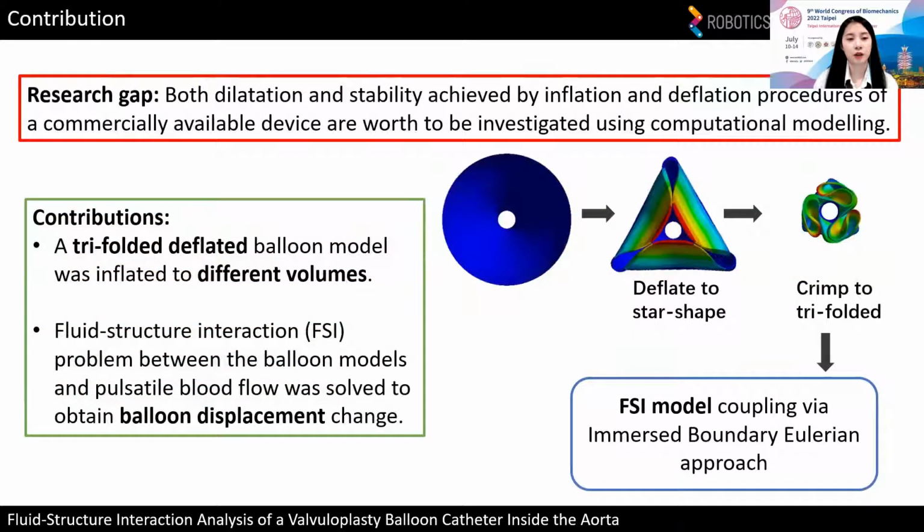So there are two contributions in this abstract. A three-folded deflated balloon was created to obtain balloon models with different volumes inside. Here is the balloon deflated to the three-folded configuration. Another one is solving the fluid structure interaction problem to know how the balloon vertical displacement changes along the aorta, where the FSI model is coupled via the immersed boundary approach.